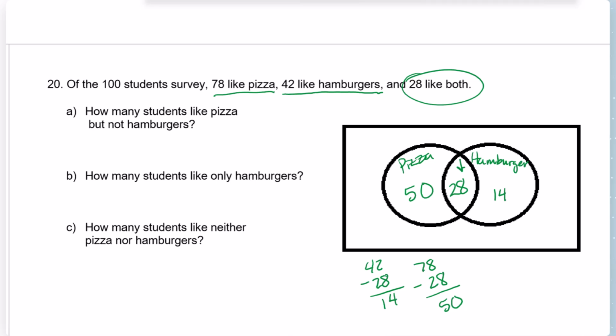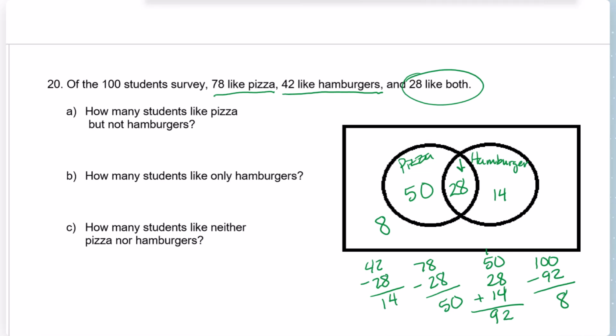Now, do all of our regions in the Venn diagram have a number to tell us how many are in it? Not yet. We're looking for the outside. There's got to be some that don't like pizza and don't like hamburgers. Well, how many do we have listed? We have 50, 28, and 14. So if we add what we do have together, that's going to give us 92 people. We had 100 surveyed, so when we take off, that leaves 8 people that don't like pizza and don't like hamburgers.